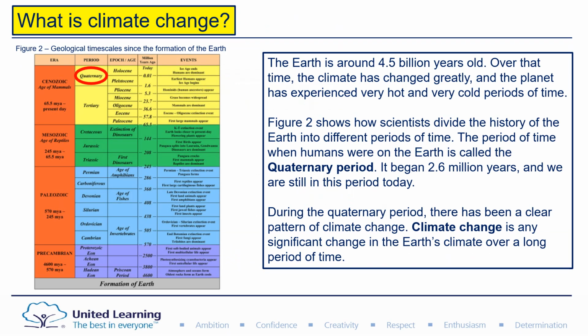Right, let's crack on. So the Earth is around 4.5 billion years old, and over that time the climate has changed greatly, and the planet has experienced very hot and very cold periods of time. Figure 2 just shows us how scientists divide time throughout history, and the current time period we are in is called the Quaternary period, and it began around 2.6 million years ago. During this period, there has been a clear pattern of climate change, and climate change, all that means is any significant change in Earth's long-term temperature over a period of time.